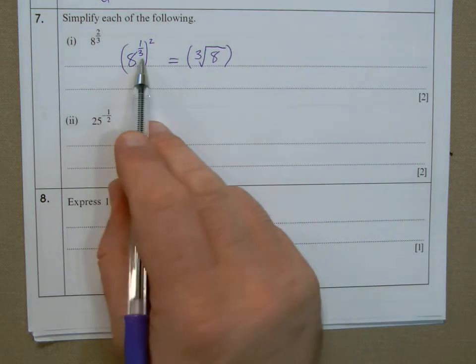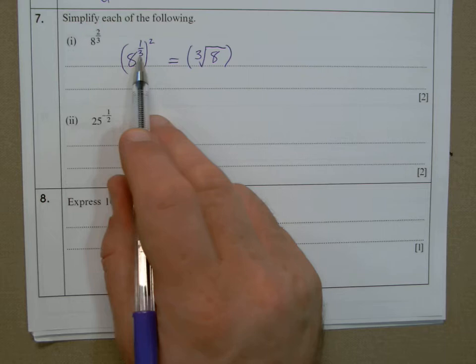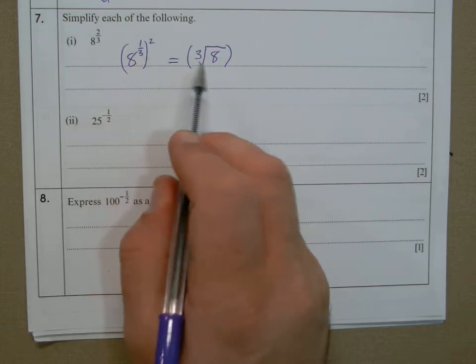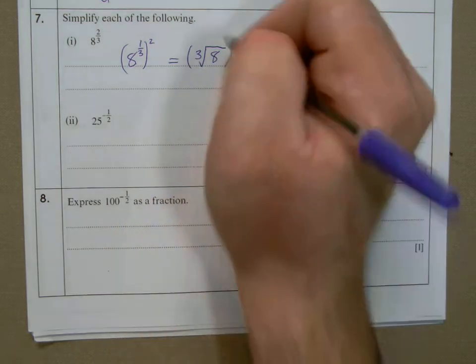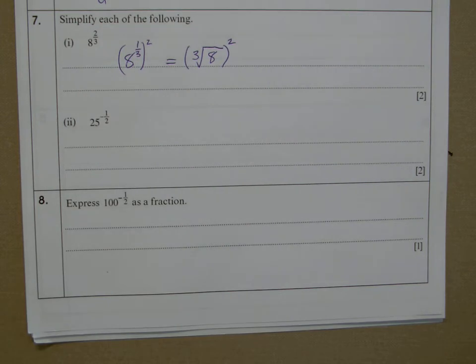Think of this as the opposite of cubing. Because when we cube, the power is 3. But if the power is 1/3, it's the opposite of cubing, which is cube rooting. So remember, you write the square root symbol and then put a little 3 in front. And don't forget we've got that power 2 outside.